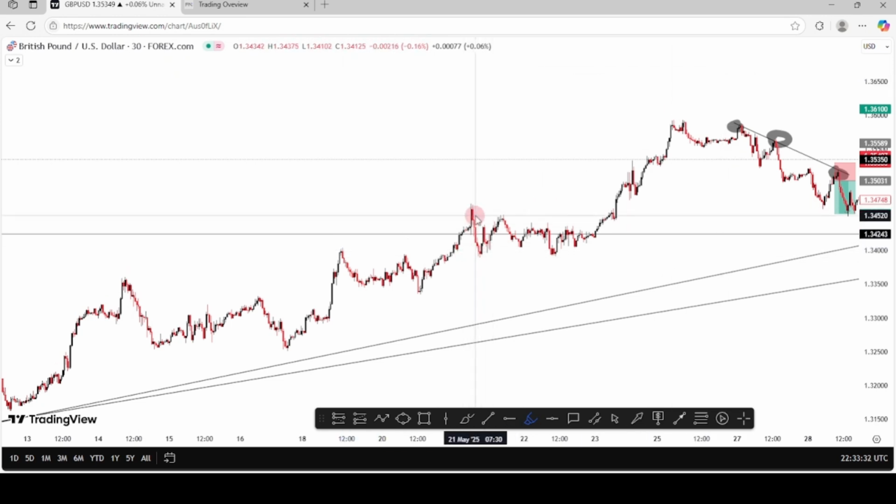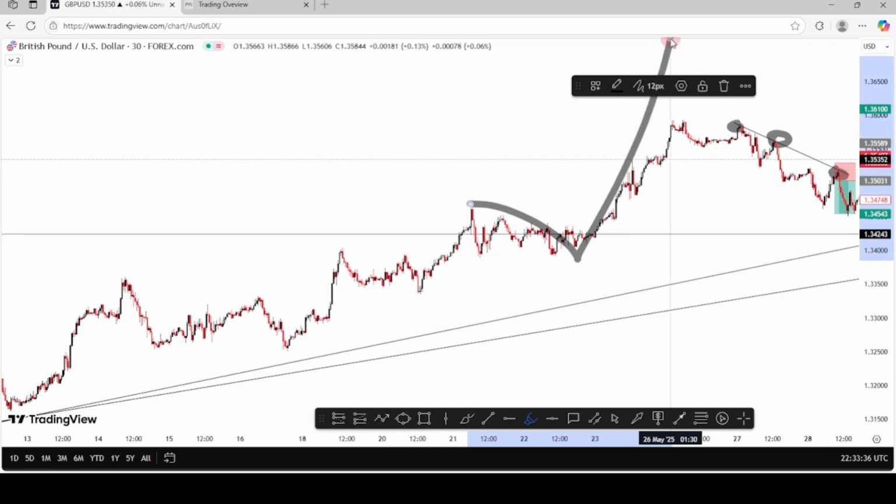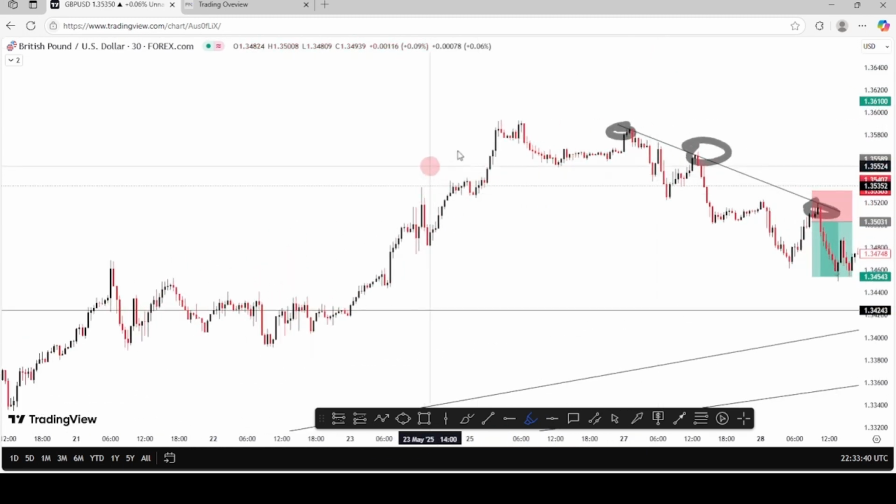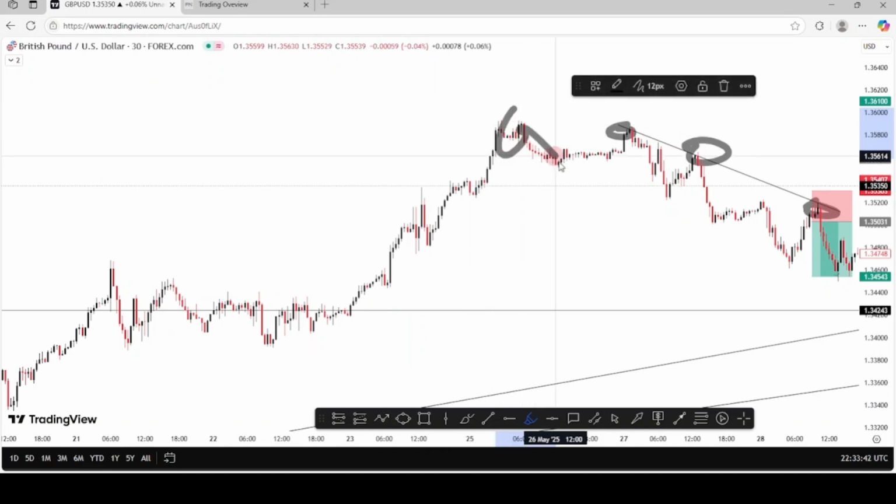And if a break of structure happens, price will obviously push to the downside and then continue the move that it is trying to make. All right, and anytime price creates a high, pushes up, creates an equal high, and you can see it created an equal high right here. That means price is likely to drop to the downside to gather energy.